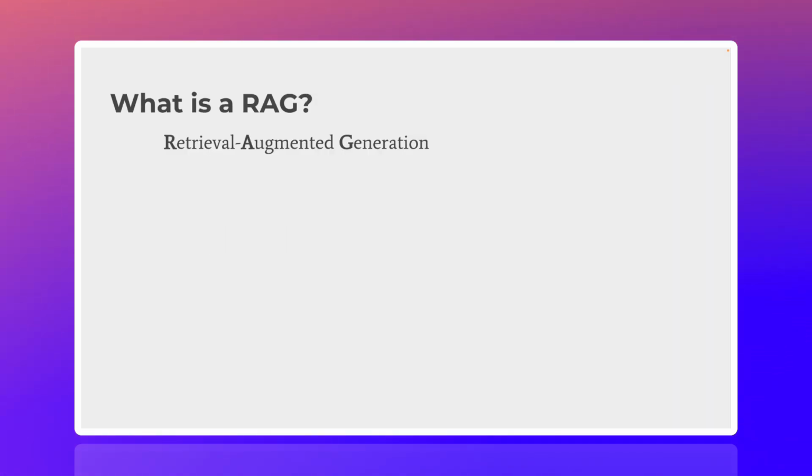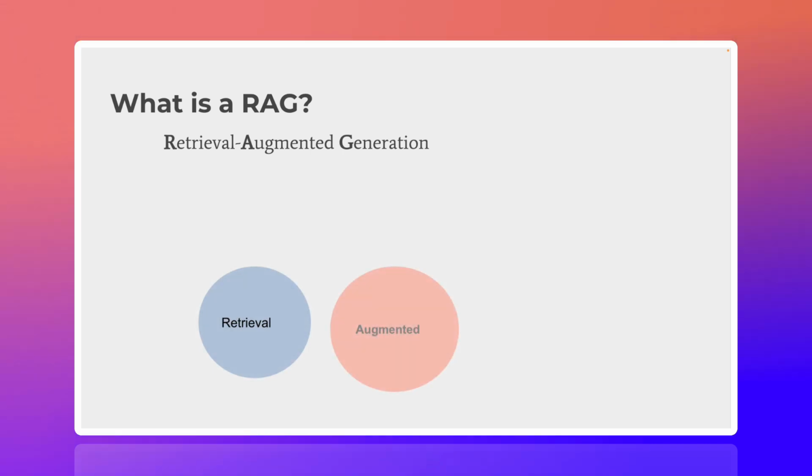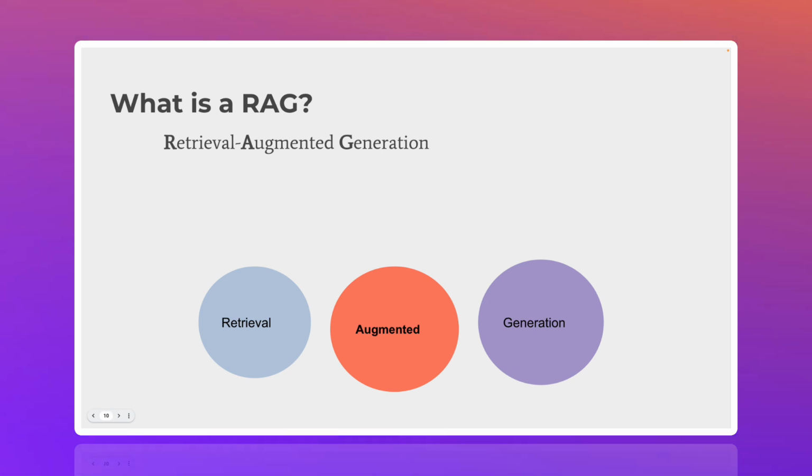Now, what is RAG? RAG stands for Retrieval-Augmented Generation. So the key points here are retrieval, augmented, and generation. The idea is that we have a system that retrieves information. We also have a way of augmenting whatever we are passing through, and then pushing that information into a machine, quote unquote, that will generate a result.